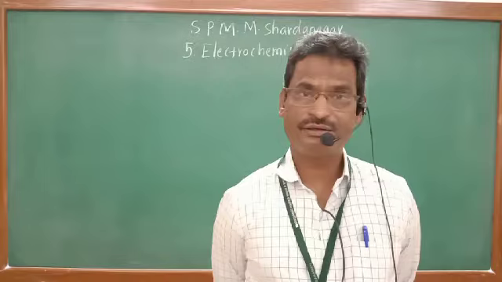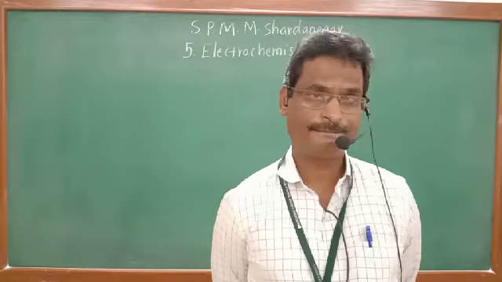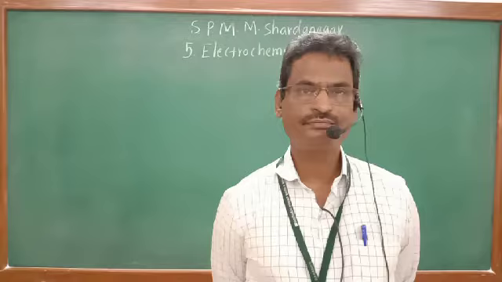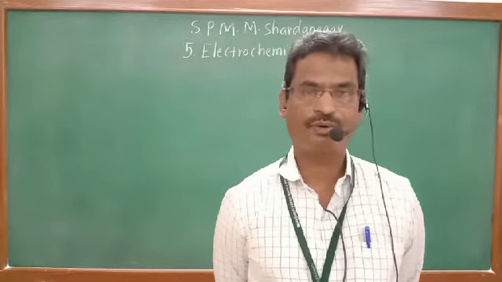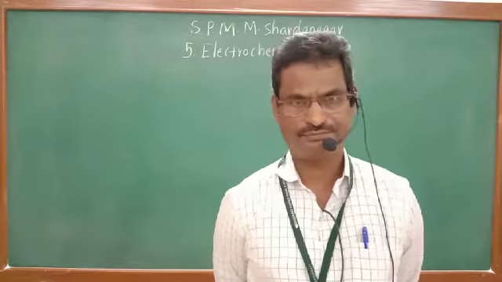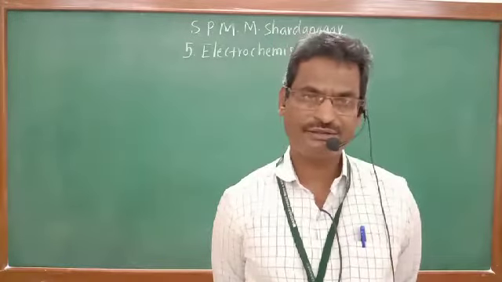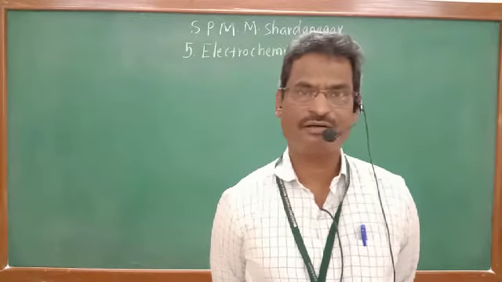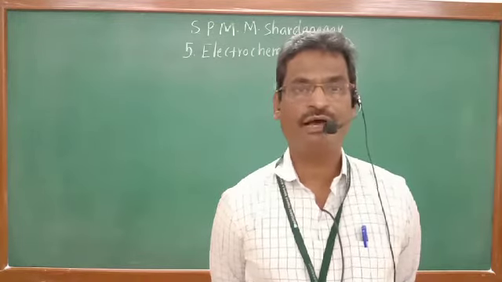Then we have seen the resistance of an electrolytic conductor, that is important in this chapter. That resistance of an electrolytic conductor is directly proportional to the length of the conductor and inversely proportional to the area of cross section of the conductor. There we have seen resistivity also. Resistivity rho is the resistance of a conductor having unit length and unit area of cross section.